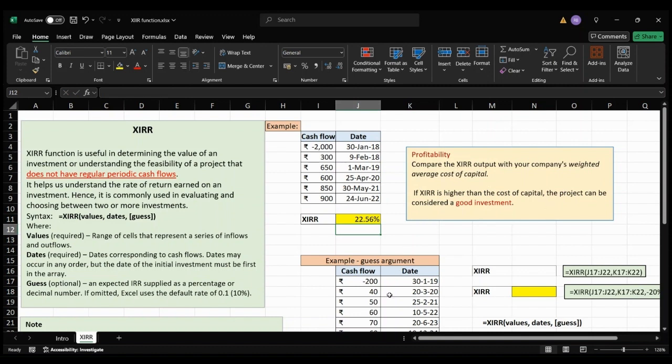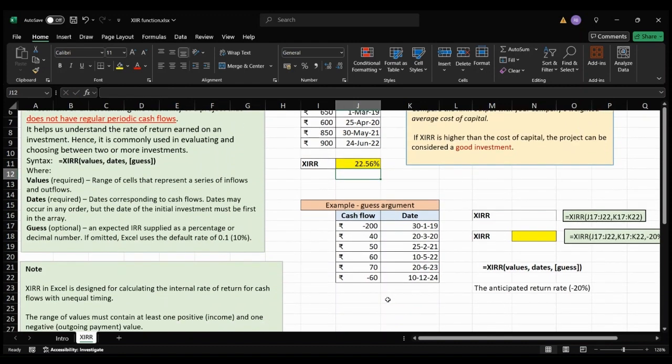Now we'll take another example. Here we'll be using the guess argument. Here these are the cash flows, here these are the dates, and here the anticipated rate of return is given as minus 20%. We have already seen that an expected IRR can be a percentage or decimal. So here it's given in percentage. Now let's calculate it without the guess argument first, and then we'll calculate it with the guess argument.